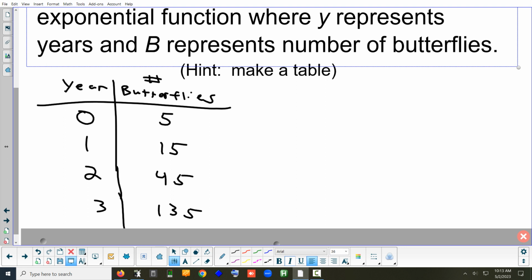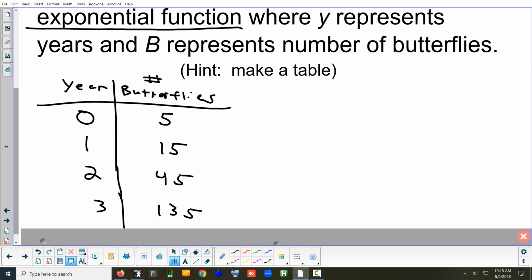So now the question says to write an exponential function. Can someone remind me what formula we use for an exponential function? A times B to the power of x. Okay, so we have to look at that table and figure out the A and the B. How do you get the A when you're looking at a table?